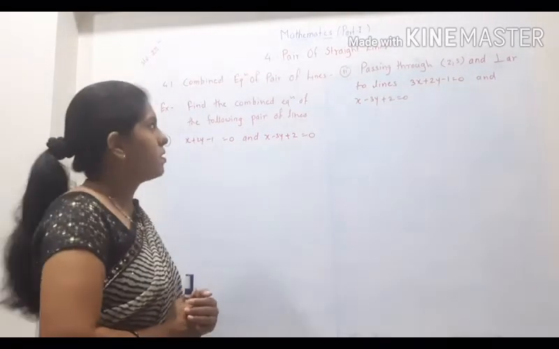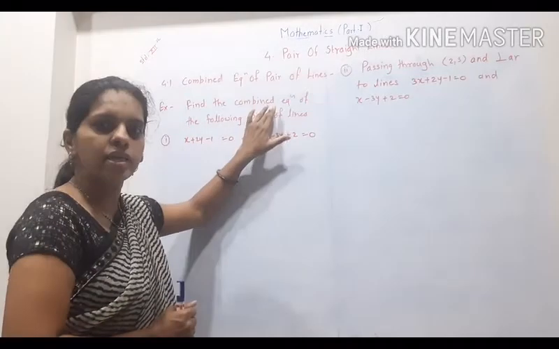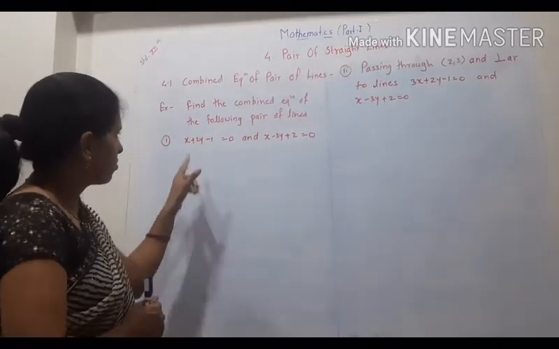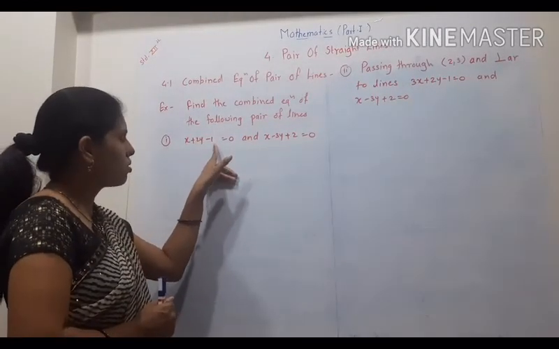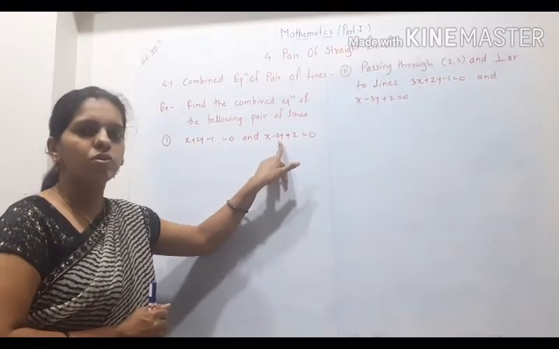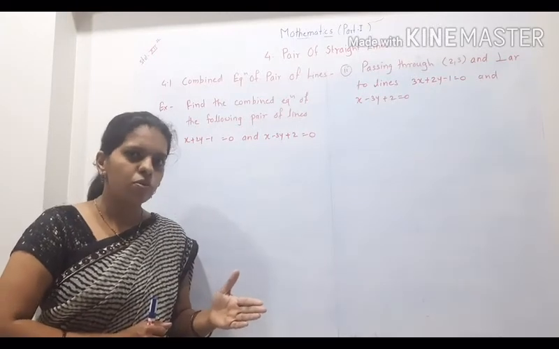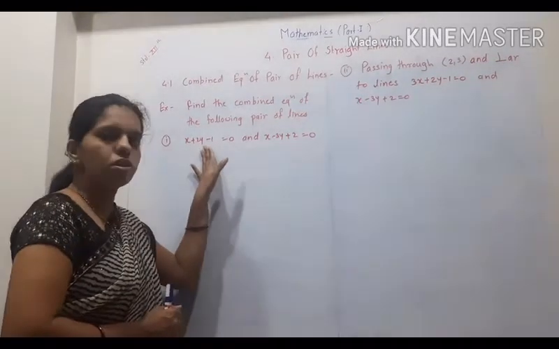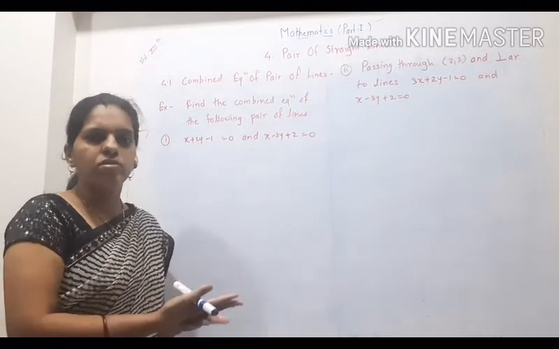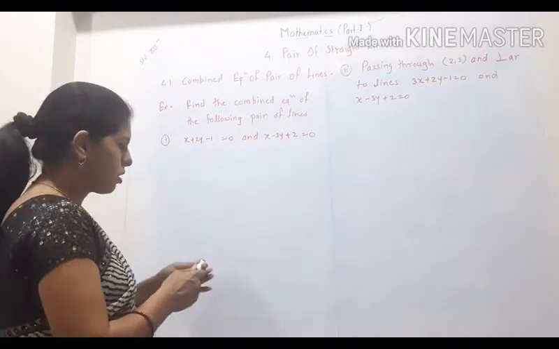The first example: find the combined equation, or we can say the joint equation, of the following pair of lines. First equation, x plus 2y minus 1 is equal to 0 and x minus 3y plus 2 is equal to 0. So, we have been given the equations of the two lines. Let us take the first as u is equal to 0 and the second as v is equal to 0, and just take only their product. And this will be the combined equation.